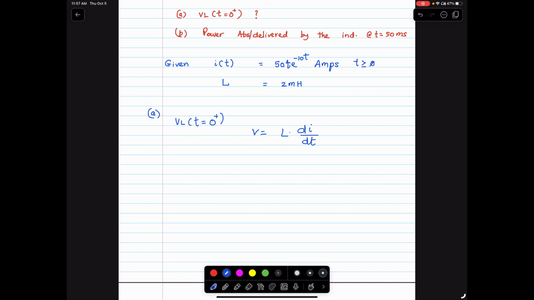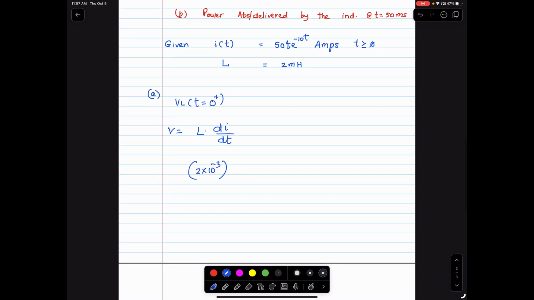The L value is given to be 2 millihenry, so I'm plugging in 2 times 10 to the negative 3. This is milli right there, 10 to the negative 3. Now, d by dt of the current is what? 50t e to the negative 10t, and this is in amps.